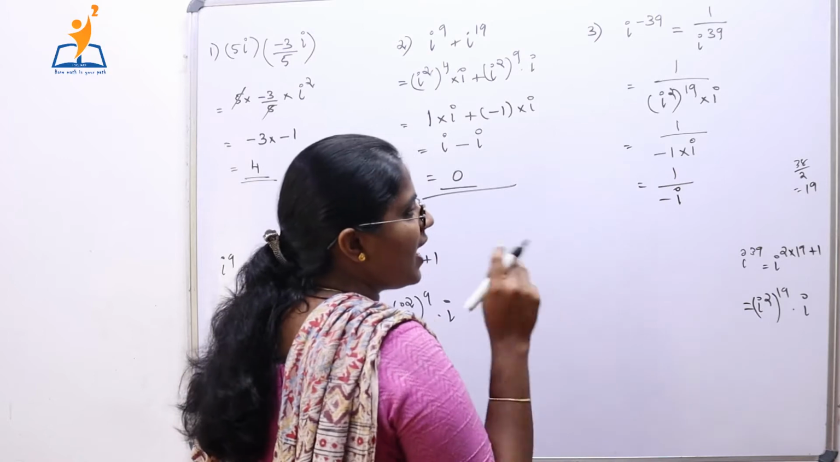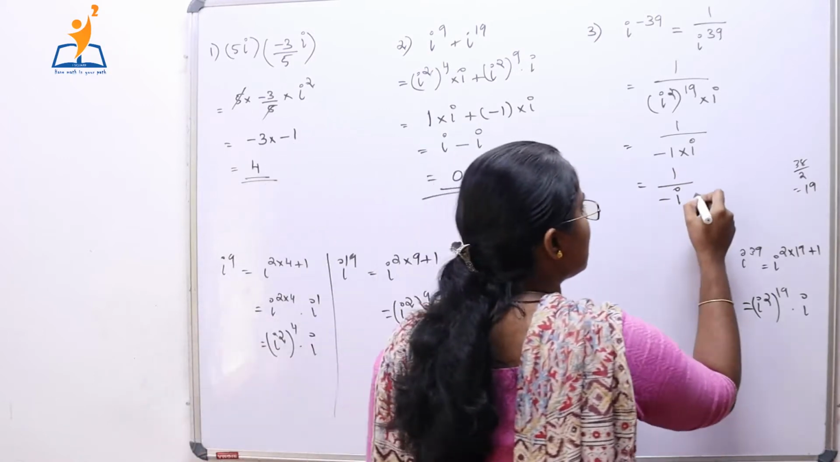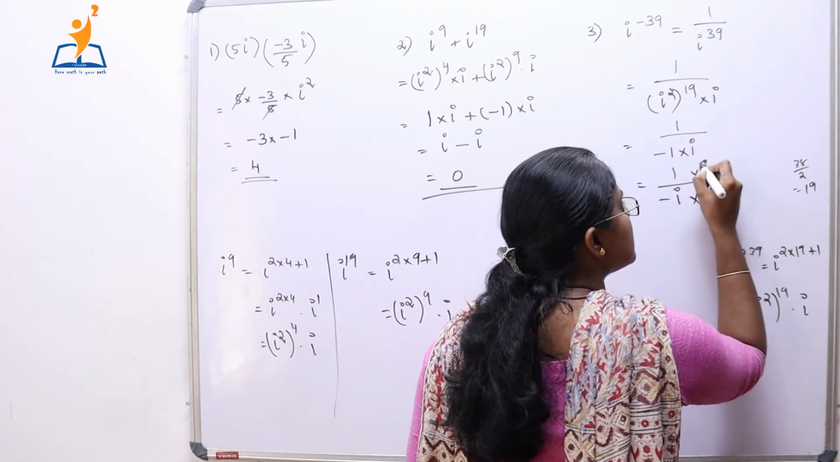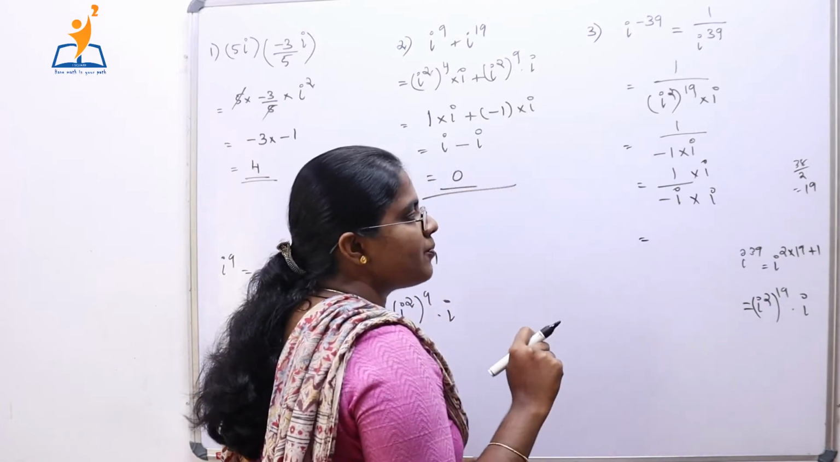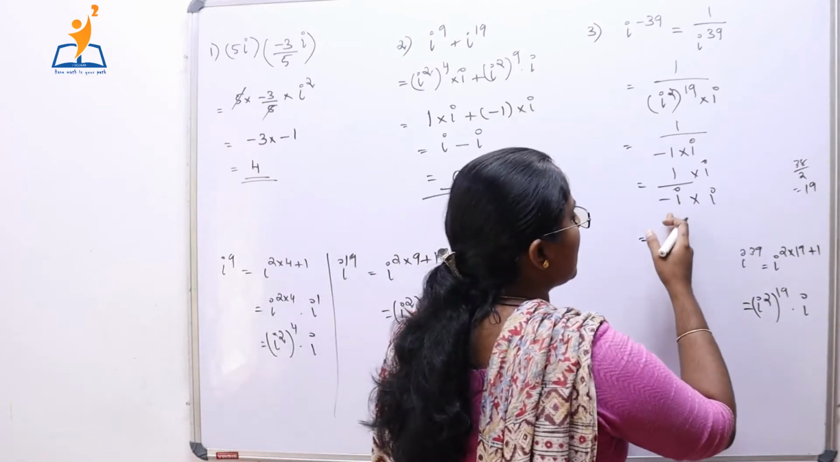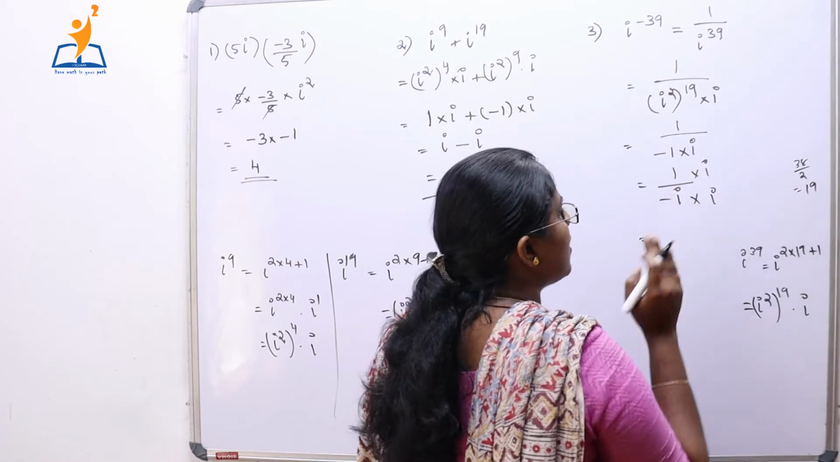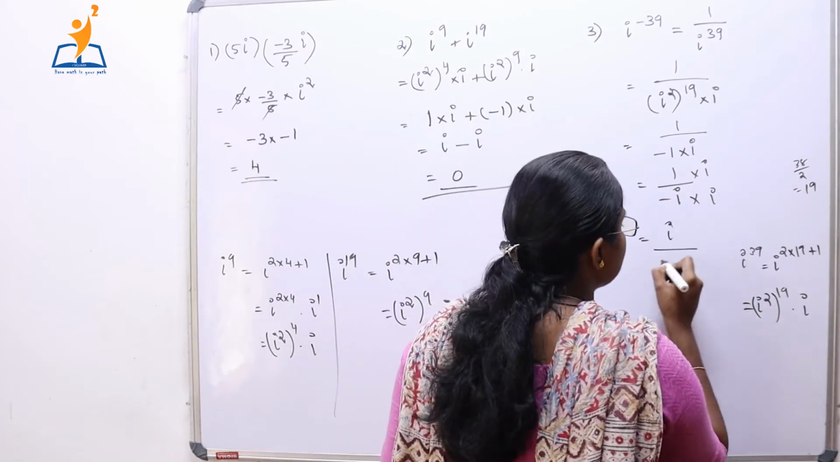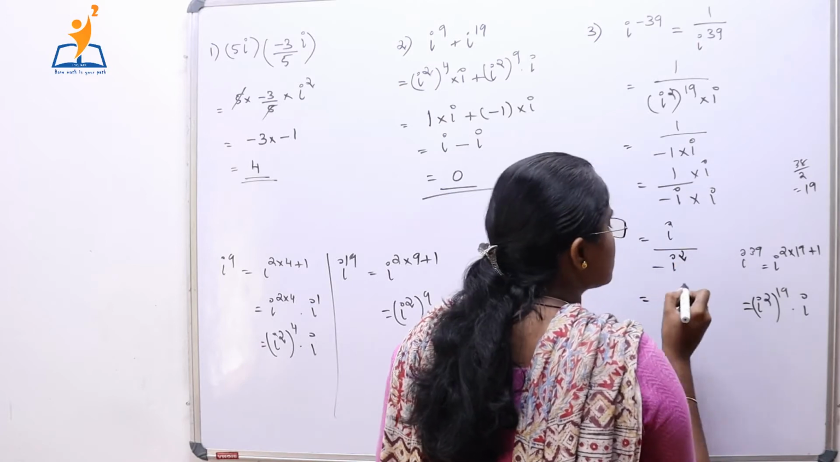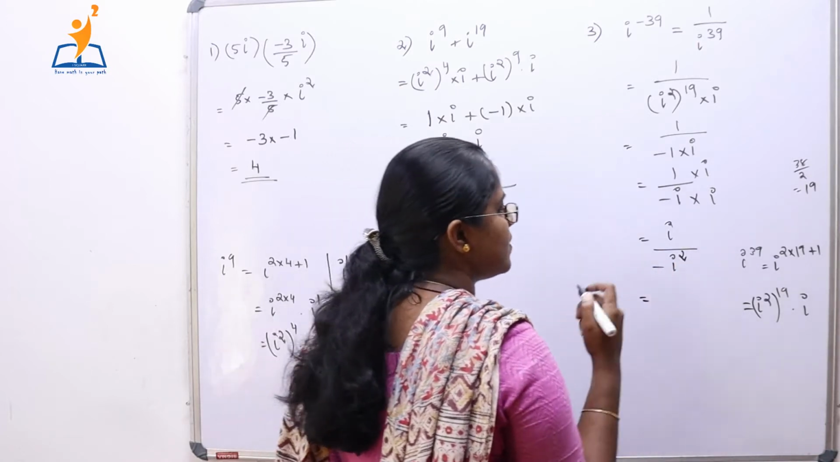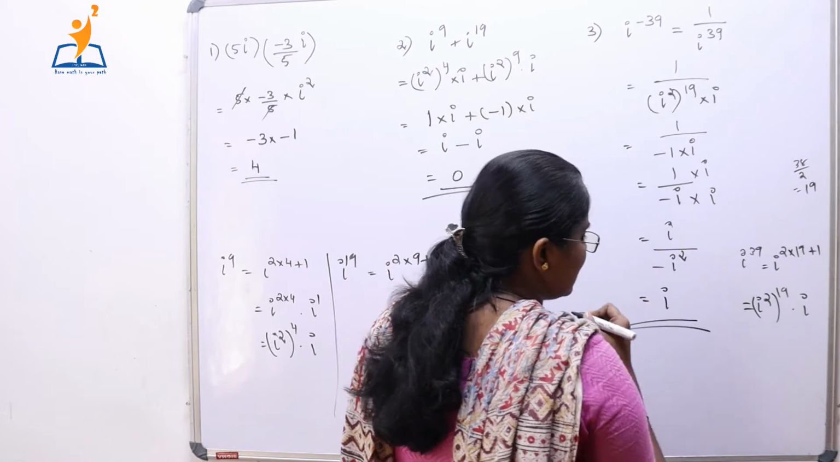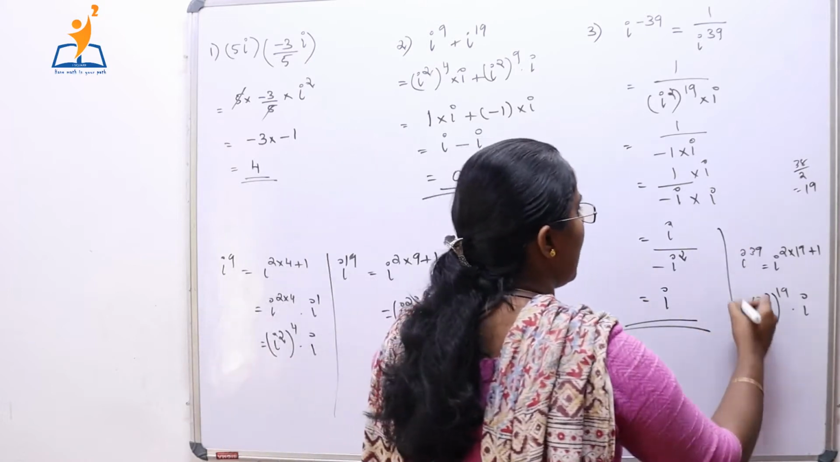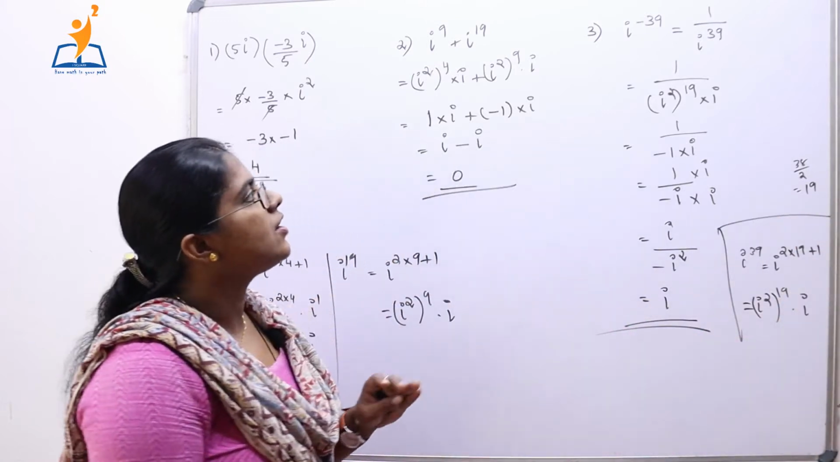If we have a complex number in the denominator, we will multiply the numerator and denominator with its conjugate. The conjugate of minus i is plus i. So in the denominator minus i into i, and in the numerator also we will multiply with i, that is i by minus i square. i square is minus 1, so minus of minus 1 is again 1, so we will get the result as i. So that's the end of these 3 questions.